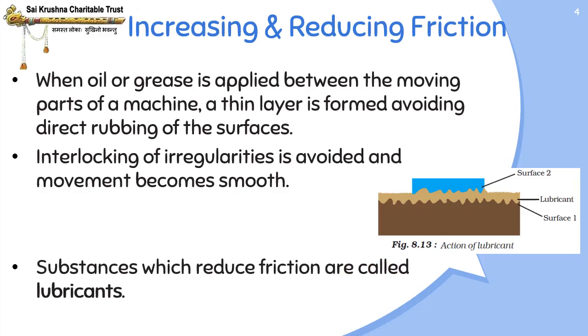Now these substances which reduce friction, like oil or grease, are called lubricants. In some machines, it might not be advisable to use oil as a lubricant, and sometimes even an air cushion between the two moving parts can be used to reduce friction.